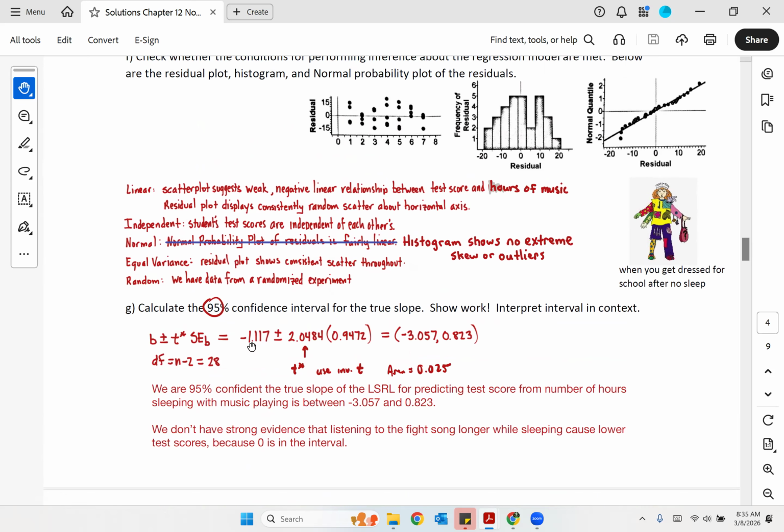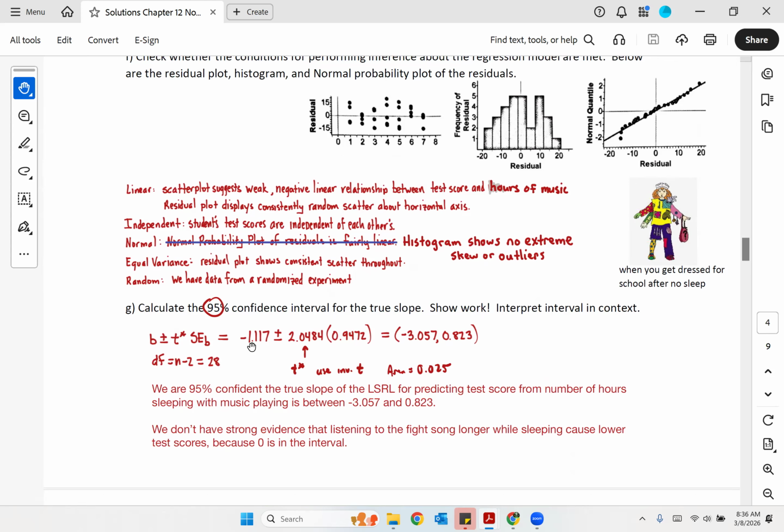And most importantly, we're paying attention to whether zero's in there. If zero's in our interval, that means zero is a plausible value of the real slope. And zero would indicate that there is not a useful relationship between x and y. There's not a causation relationship. Okay? Zero slope suggests that y value does not tend to change as x changes. So I'm very curious if that's in there.